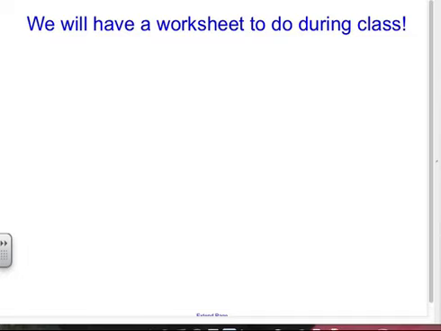During class time, I'm going to have a worksheet for you to do where you're going to practice the skill of plotting a point and then using the slope as your driving directions to get a couple more points plotted so that you can draw your straight line.